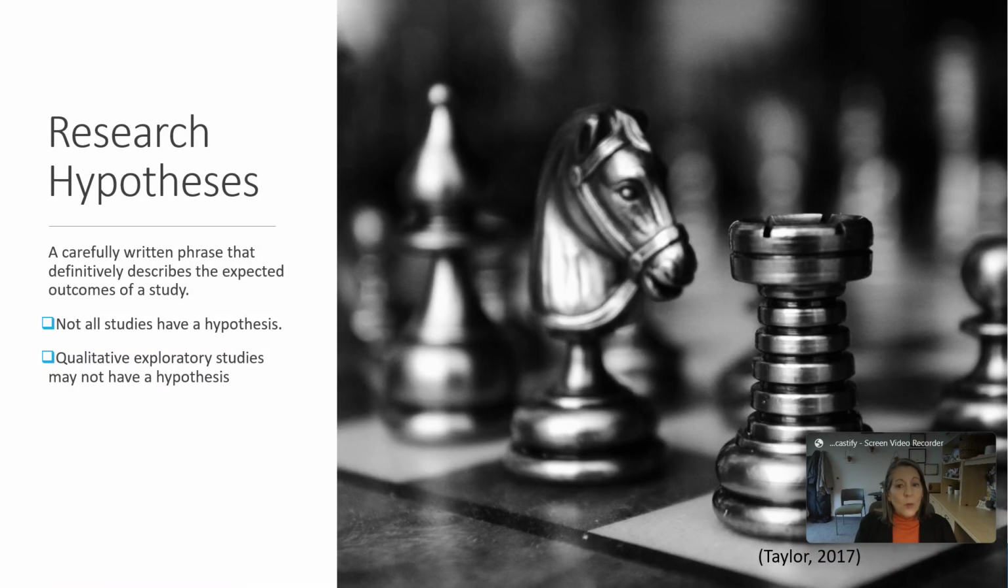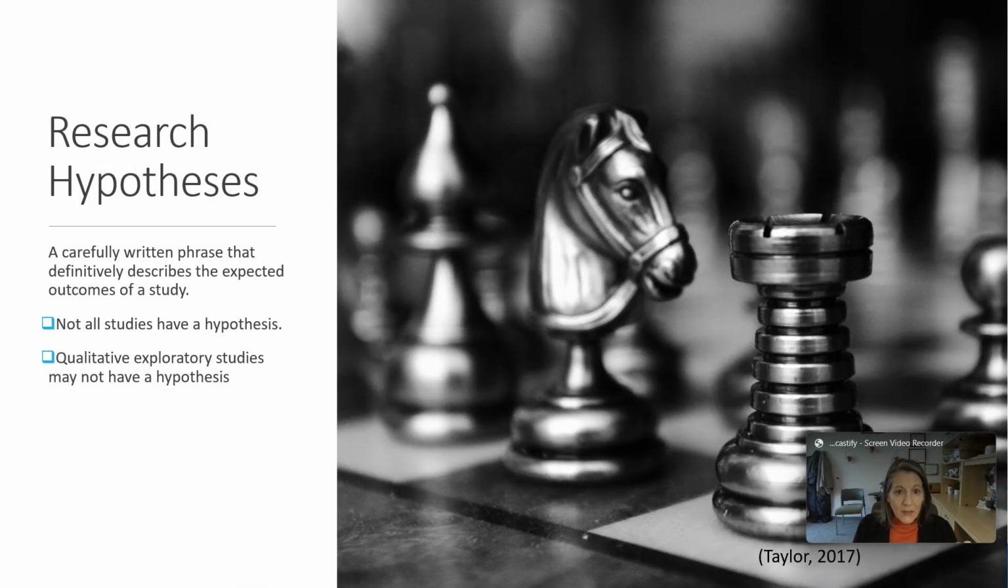So, let's take it one step further, and we're going to hypothesize about what we're going to find in this research study. This is a carefully written phrase that definitively describes the expected outcome of a study. Now, the research hypothesis, sometimes called the alternative hypothesis, states what you think will happen. A null hypothesis states what would happen if there were to be no change. So there would be no difference in rehospitalizations based on functional level.